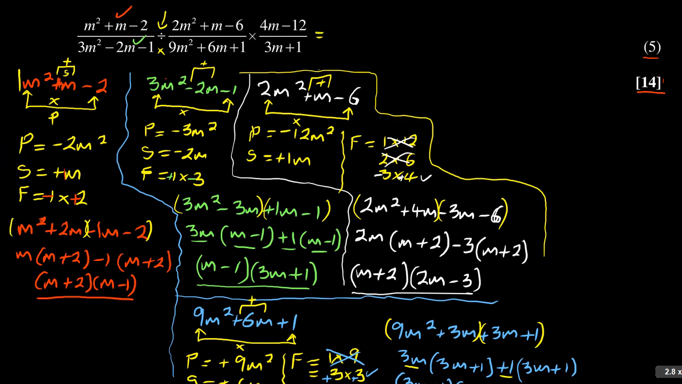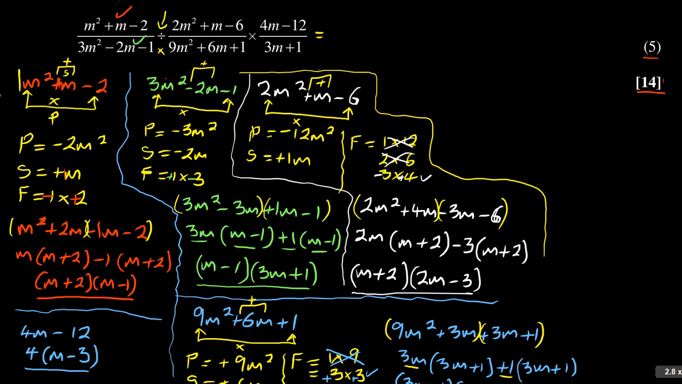If I can also factorize that using another pen, 4m minus 12, 4 is common, and I'll have m minus 3. So this one is not a problem. That's why you can always leave it out and factorize it directly from that.